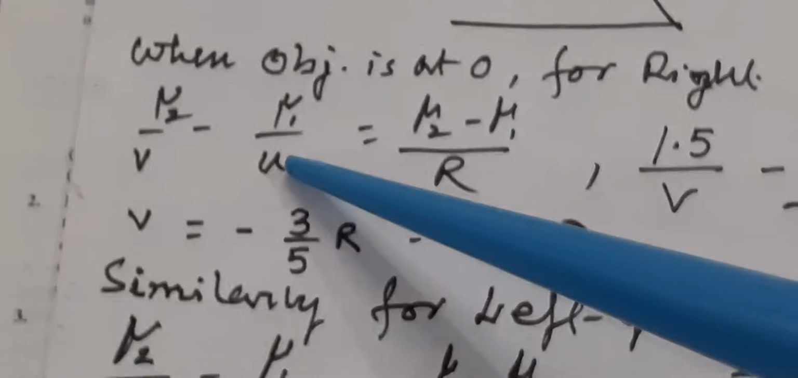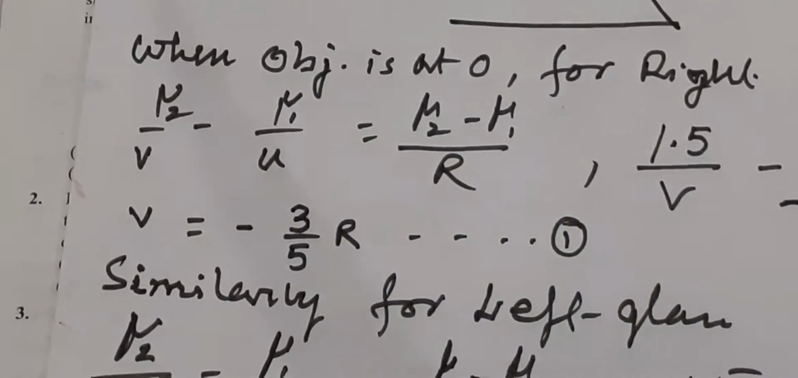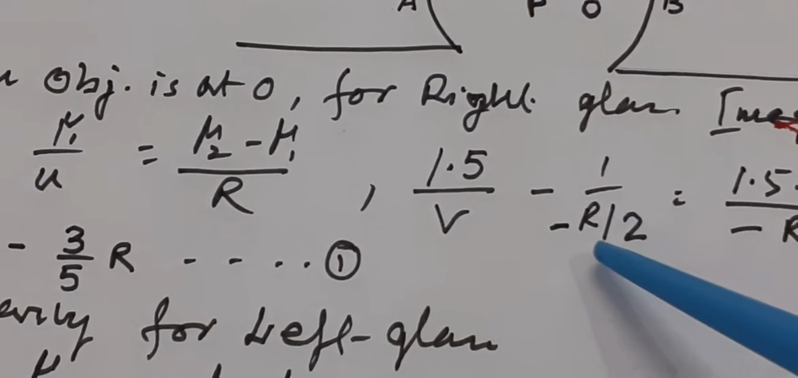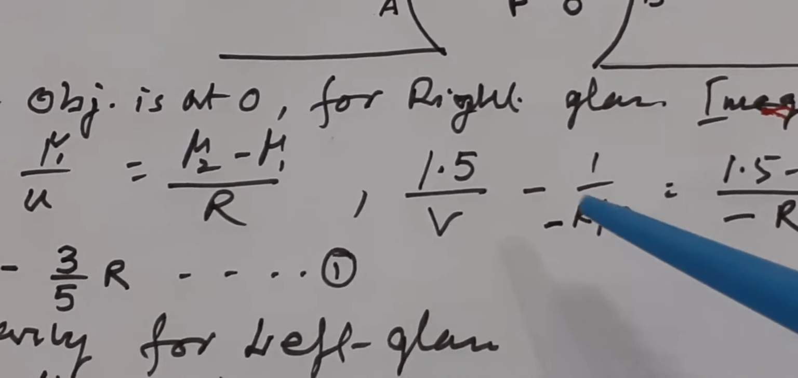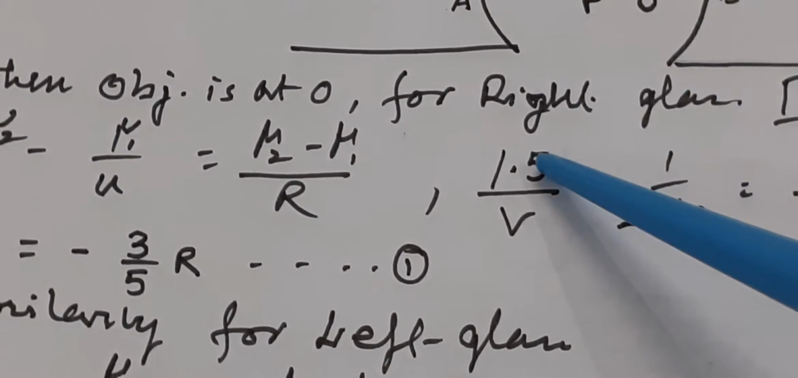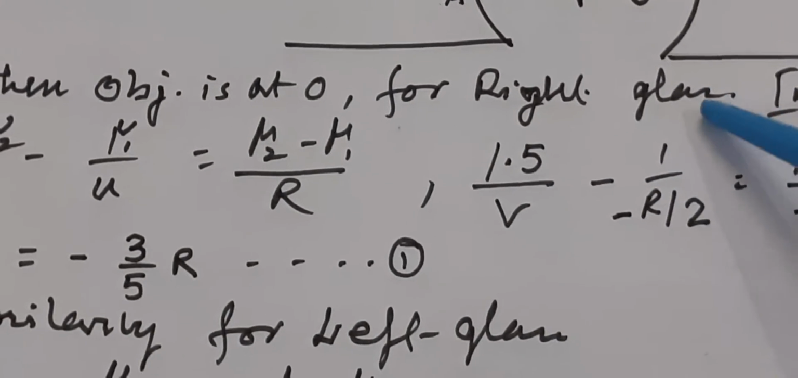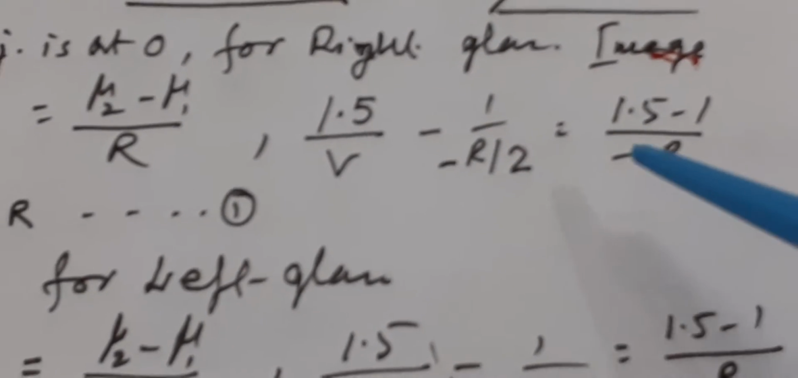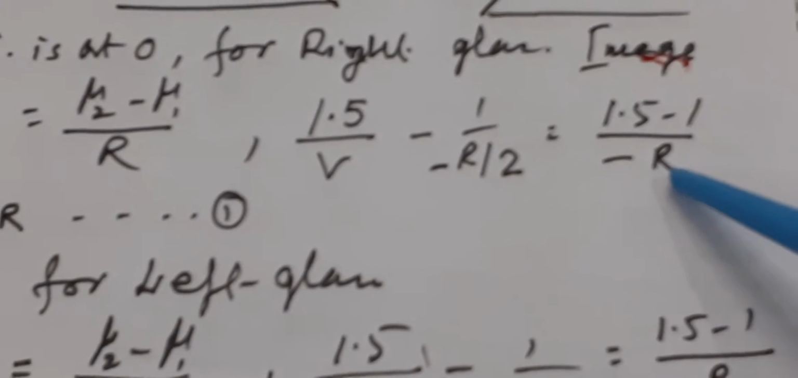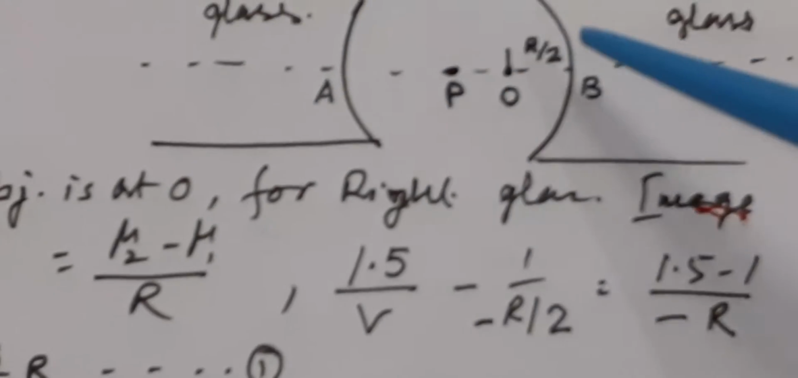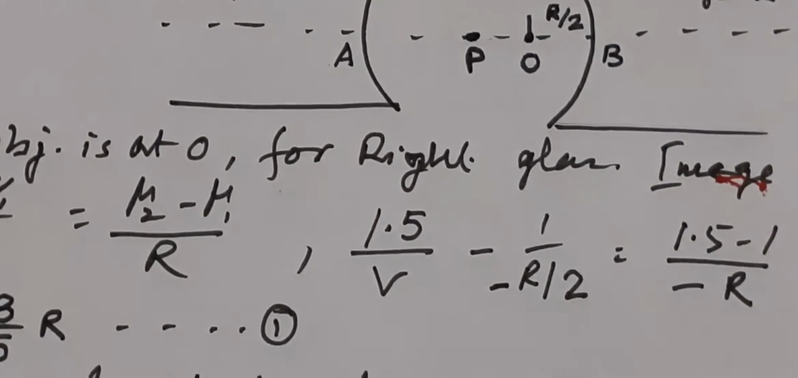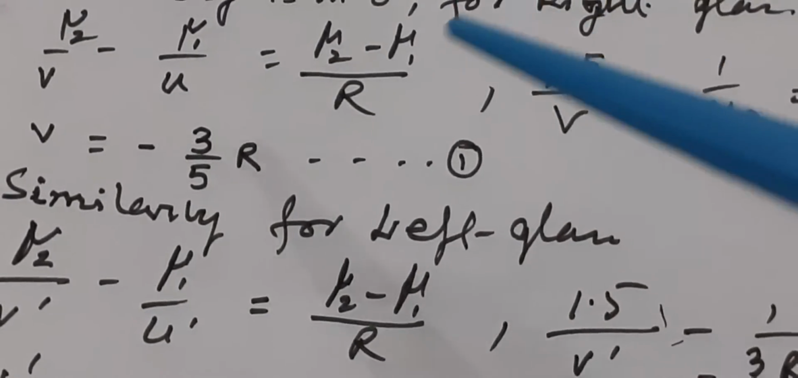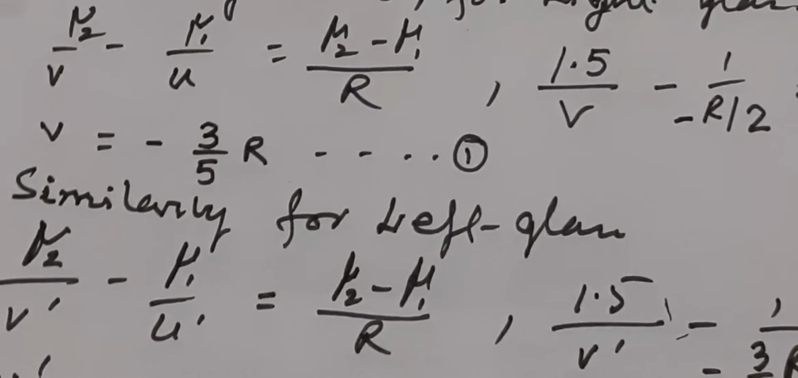Here U means object distance. Object distance for this will be negative according to sign convention, direction of light taken as positive. Minus R by 2 will come, and mu2 will be the glass refractive index 1.5. So 1.5 divided by V minus 1 by minus R by 2 equals 1.5 minus 1 divided by R. R is also negative because its radius is on this side. Now simplifying, we will get V equal to minus 3 by 5 R.